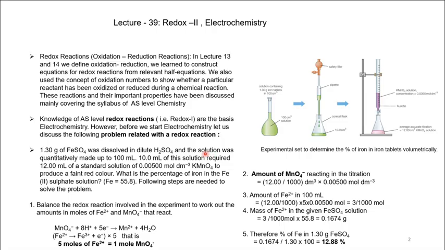What is the problem? We have ferrous sulfate, and we measured 1.3 gram of ferrous sulfate and dissolved it in dilute sulfuric acid, and made it up quantitatively to 100 milliliter. Here is a volumetric flask, a pipette, and here is a burette. So the burette, pipette, and volumetric flask are quantitative instruments when we do experiments quantitatively.